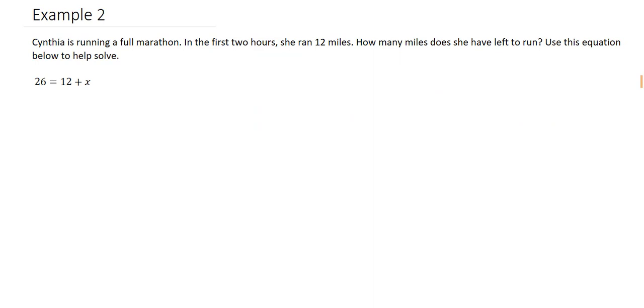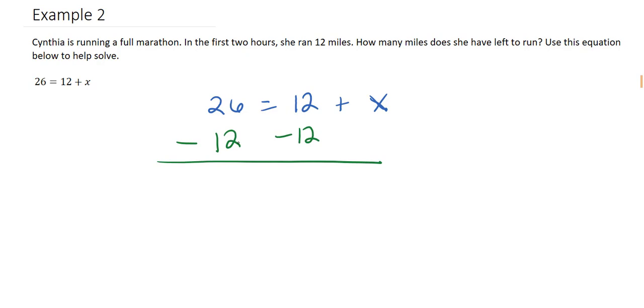Example 2. Cynthia is running a full marathon. In her first 2 hours, she ran 12 miles. How many miles does she have left to run? We're going to use the equation below. So we have 26 is equal to 12 plus x. This 12 is positive, and in order to get x by itself, we're going to subtract 12 on both sides of the equal sign.